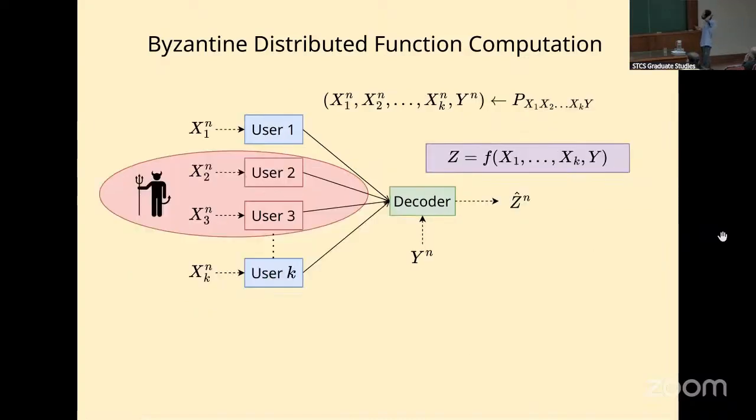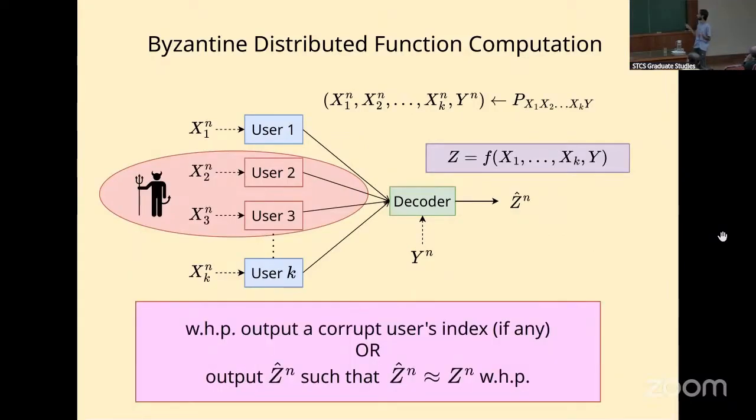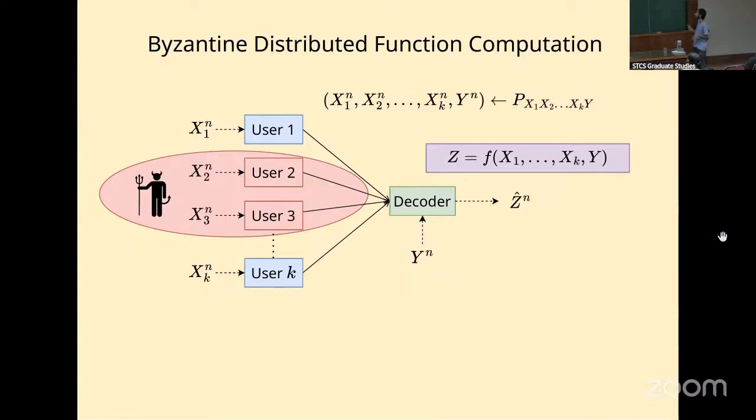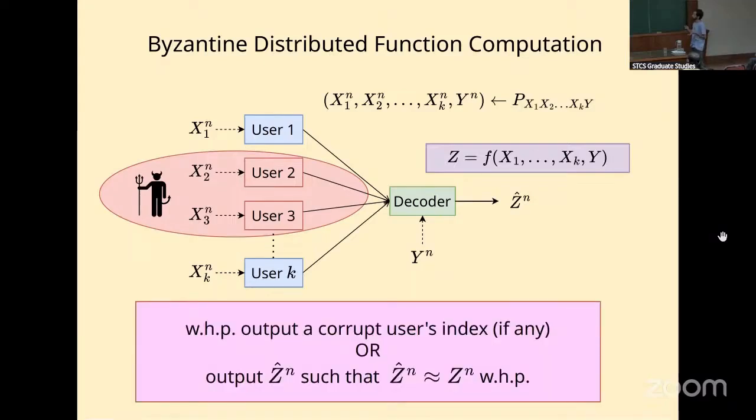Okay. So what exactly is the decoder trying to do? The decoder is trying to recover the function, but what does recovery mean? The recovery means the following. With high probability, the decoder should be able to output a corrupt user's index if there is any corrupt user. Or if it is not able to find any corrupt users by whatever algorithm it is using, it just outputs a string such that the output string is very close to the actual function that we want to compute.